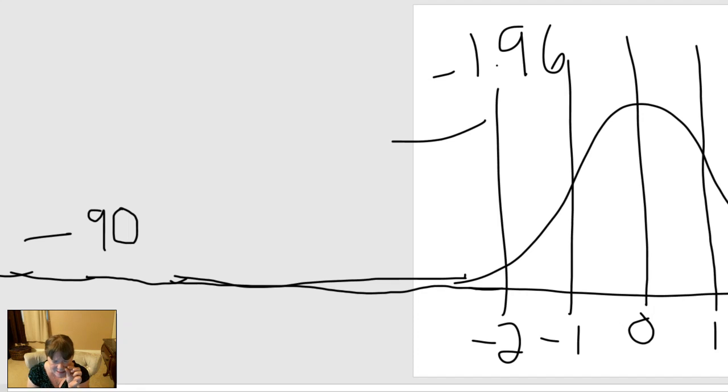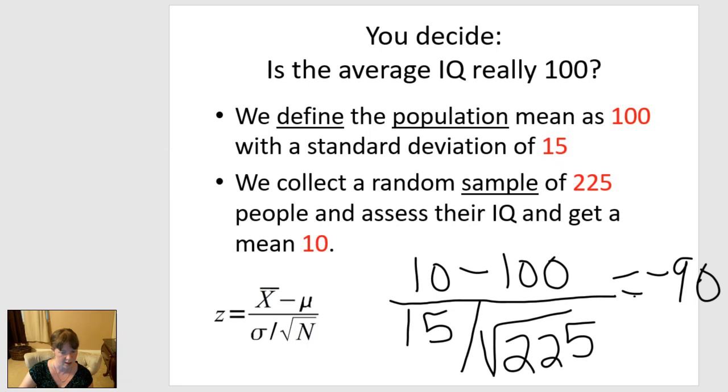So the p-value would be teeny, teeny, tiny. So I'm guessing these BuzzFeed quiz takers do not have an average IQ of 100. Probably something much closer to 10. Reject the null hypothesis. The p-value for a z of negative 90 would be teeny, teeny, tiny, because big numbers are super improbable if the null is true.